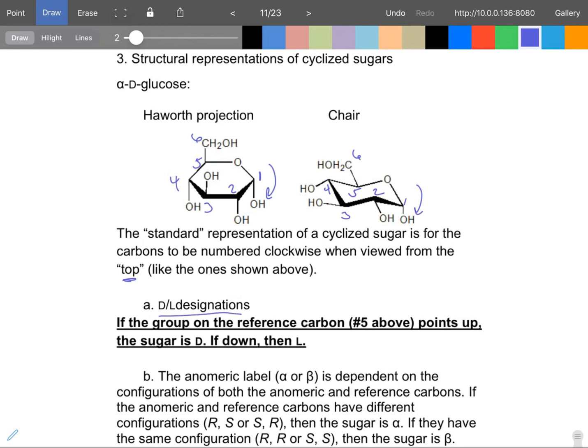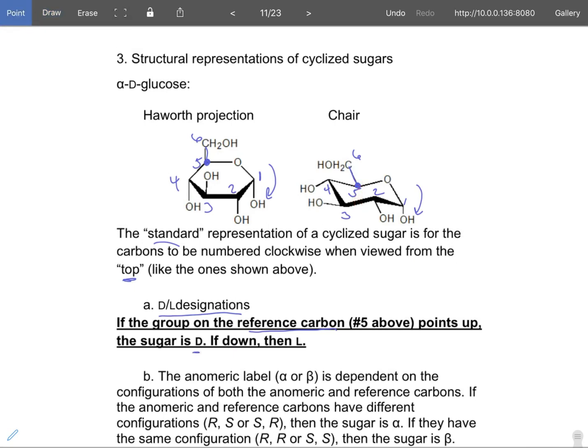The DL designations: you may have noticed, for all the sugars that we've seen, when we're looking at the reference carbon, carbon number 5, that's here and here, notice that the group going from carbon 5 up to 6 is up in both of those structures in this standard representation. That is an indicator that both of these are D sugars, which we certainly expect for D-glucose. If the bond from carbon 5 to carbon 6 was going down in either of these, and we were still numbering those carbons in a clockwise fashion from above, then those would be L sugars. But like I said, most of the time we're going to be dealing with the D sugars.